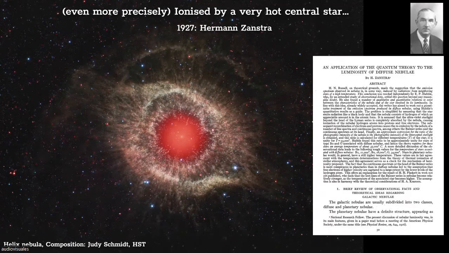Even more precisely, a few years later, in 1927, Hermann Zanstra derived the temperature of these clouds of gas from the flux of the H beta line, one hydrogen line in the optical range, and concluded that the central star must be much hotter than normal stars like the Sun.